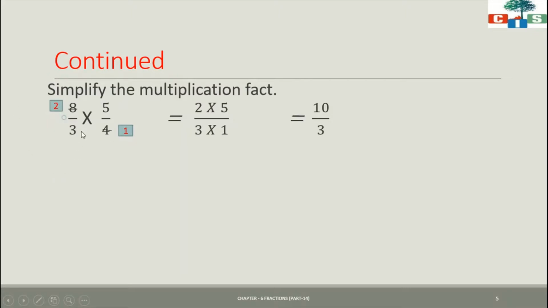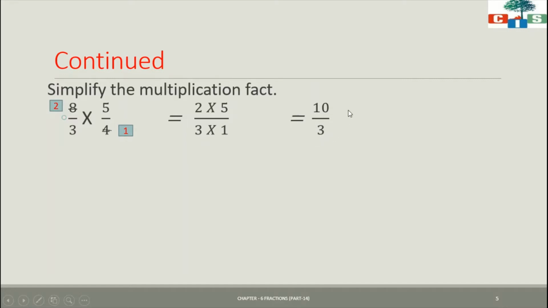Now scholars, we cannot simplify more, because we can see that there is no common factor between 5 and 3. So we cannot simplify more. Now we will multiply the numerators and the denominators. So here we have numerator 2 multiplied by 5, by 3 multiplied by 1. So 2 multiplied by 5 is 10 and 3 multiplied by 1 is 3.